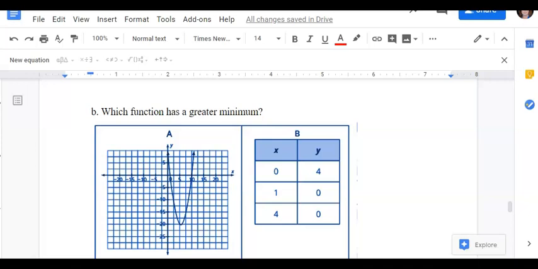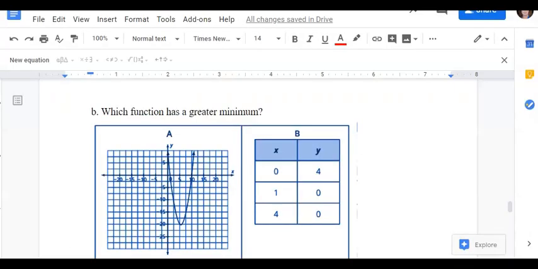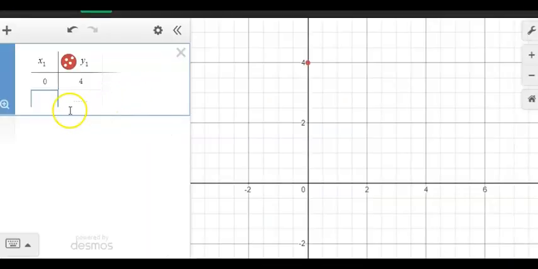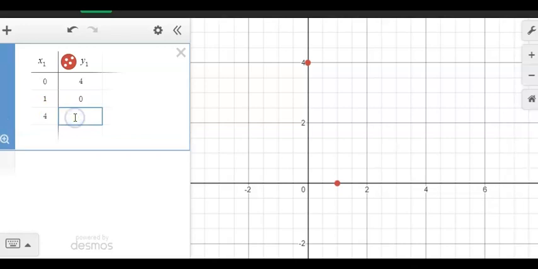So let's just graph the points: 0, 4; 1, 0; 4, 0. Is that right?